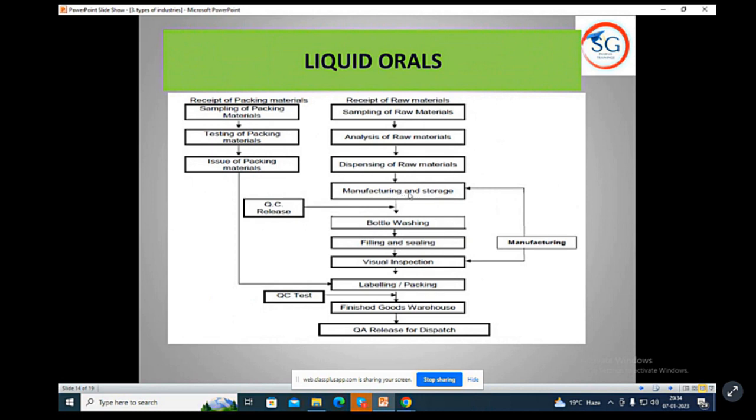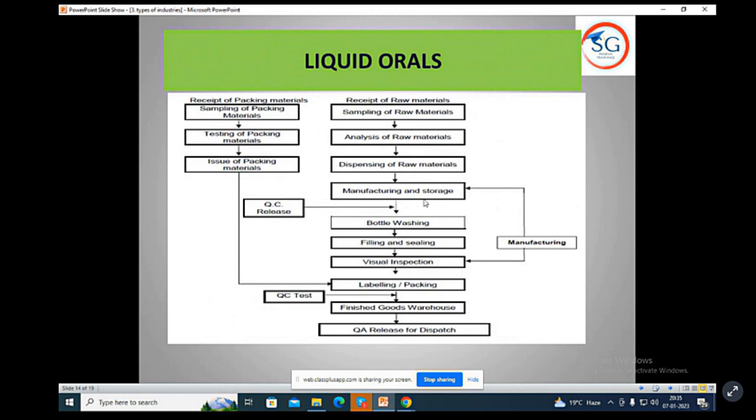The mixing will be done for liquid orals in big vessels. It is entirely liquid. The API will be mixed along with other solvents like sucrose or sugar solution, and based upon the taste enhancers, all will be mixed in a water base as per the quantities mentioned in the batch manufacturing record. Now the manufacturing has been completed, and the product should be stored somewhere.